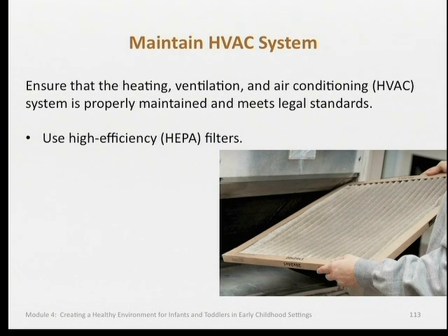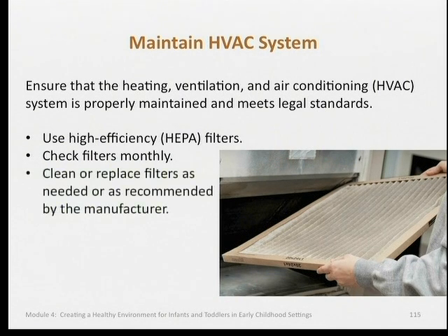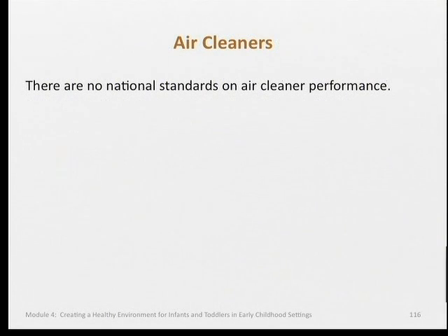Use high-efficiency filters in the HVAC system and look for filters labeled True HEPA. Check filters monthly and clean or replace filters as recommended by the manufacturer. Most filters should be replaced every 1 to 3 months. Most allergens and irritants are located on surfaces rather than in the air. Air cleaners may or may not reduce allergens and irritants. Room air cleaners may be recommended for people with allergies and asthma, but are not a solution for good air quality. There are no national standards on air cleaner performance, so it is important to choose wisely when purchasing.